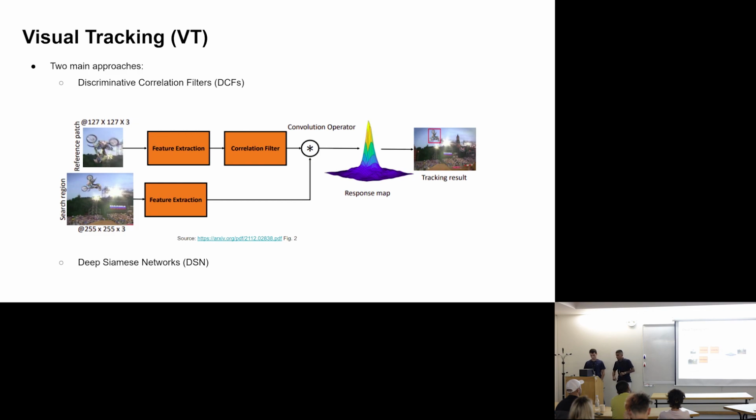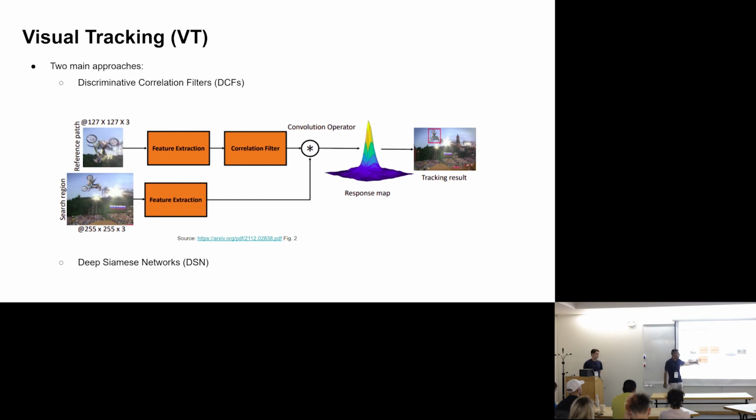And again, there are two main approaches in this field. The first one is using discriminative correlation filters, where the model gets two images. It goes through the backbone and extracts some features. One of them is the target image with the object that we want to track, and the other one is the search region where the object is located in a future frame.